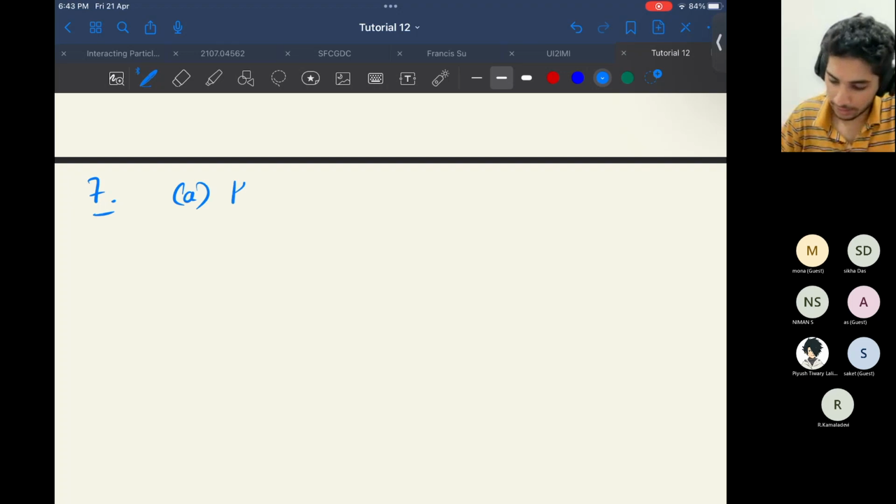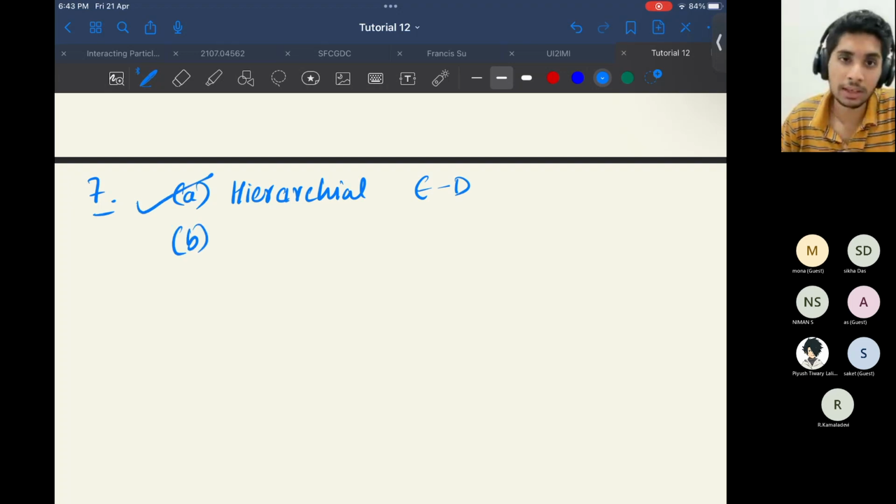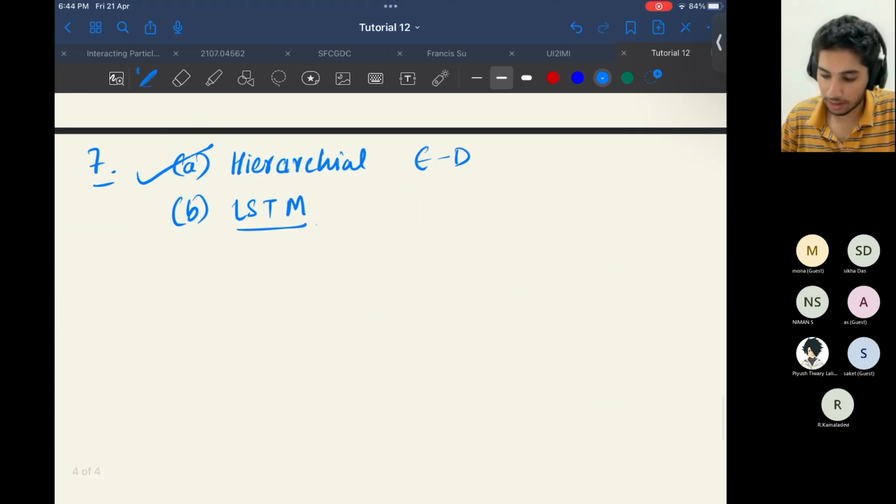The first is hierarchical encoder decoder. So this is the correct option. However, let's see what the other options are and why they are not correct. So LSTM: an LSTM can take a sentence as input, however it cannot take a sequence of sentences as input. The way an LSTM is constructed, it is not designed to take a sequence of sentences. It can only take a sentence as input at a time. So this is not correct.